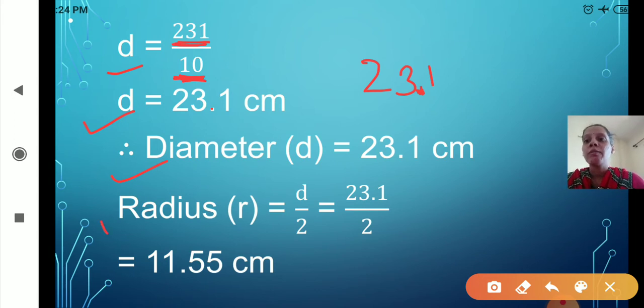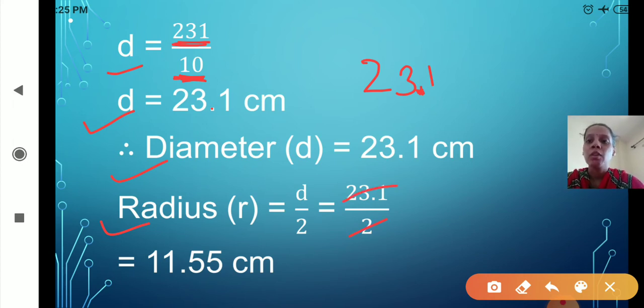Okay. So what is the formula? I hope all of you remember the formula to find out radius. Radius is equal to diameter divided by 2, because radius is half of the diameter. So we will put the values now. What is diameter? Diameter is 23.1. Just now we have calculated. Divide by 2. Now we will do the division here. So 23.1 divided by 2. Do this division in your notebook.